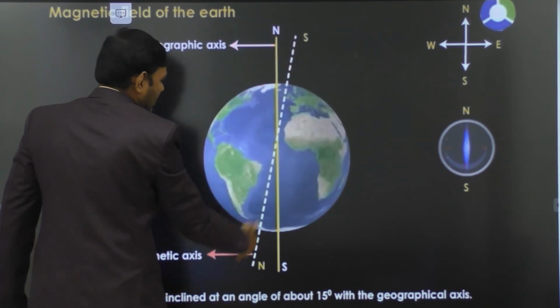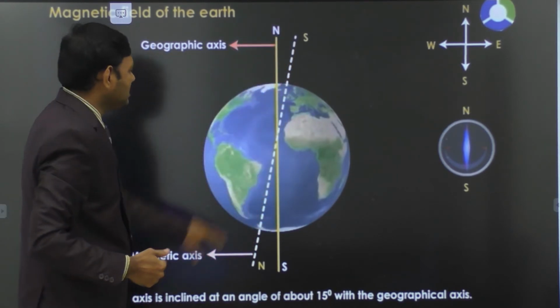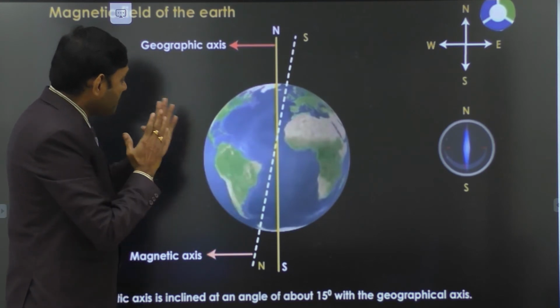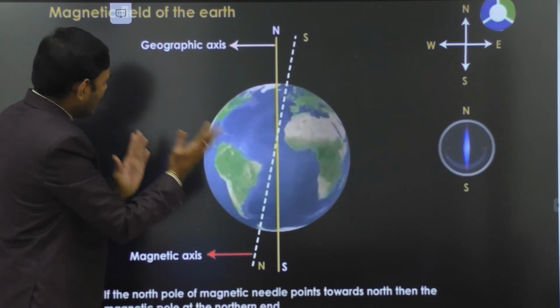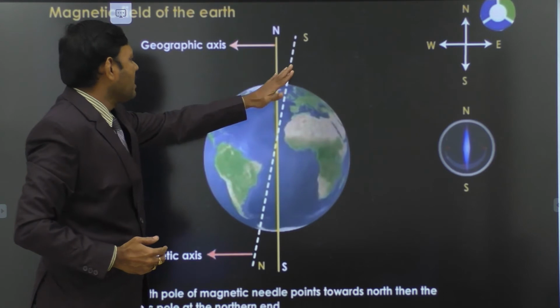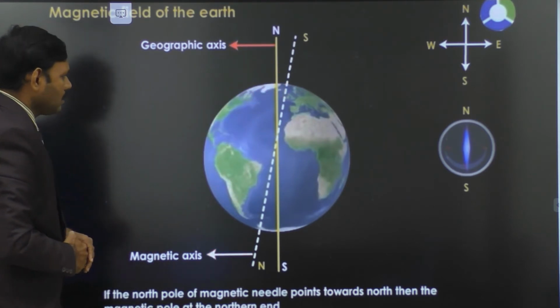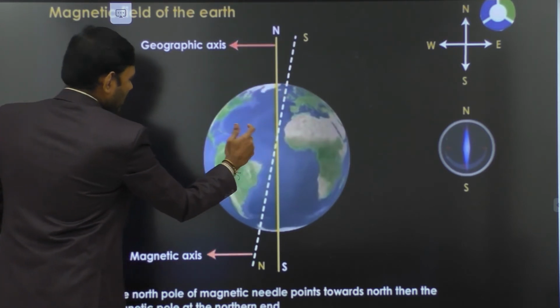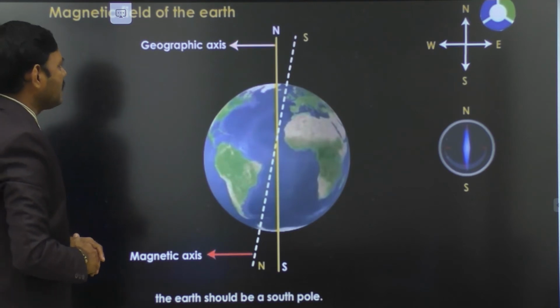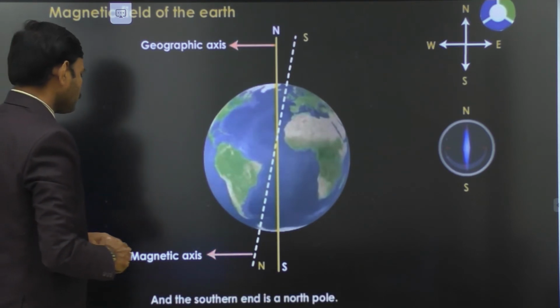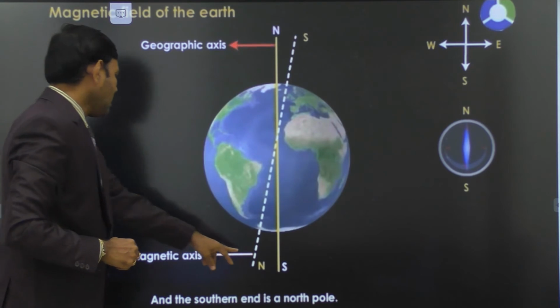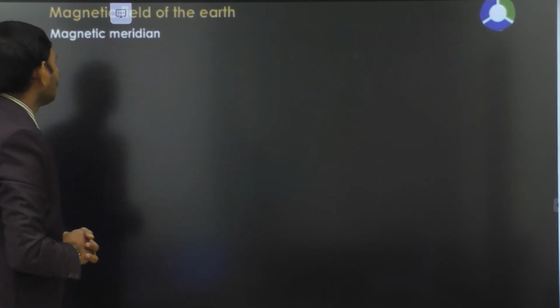Now I have drawn the magnetic axis, south to north. This dotted line shows the magnetic axis of the Earth, which is at some angle to the geographic axis, as Earth is rotating about the magnetic axis here. This is the north end, this is the south end. So let us move on to the next part.